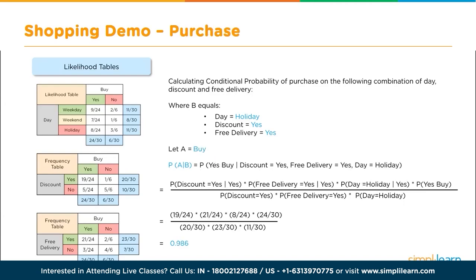I promise this is the last page of math before we dig into the Python script. So here we're calculating the probability of the purchase using the same math we did to find out if they didn't buy. Now we want to know if they did buy. And again, we're going to go by the day equals a holiday, discount equals yes, free delivery equals yes, and let A equal buy.